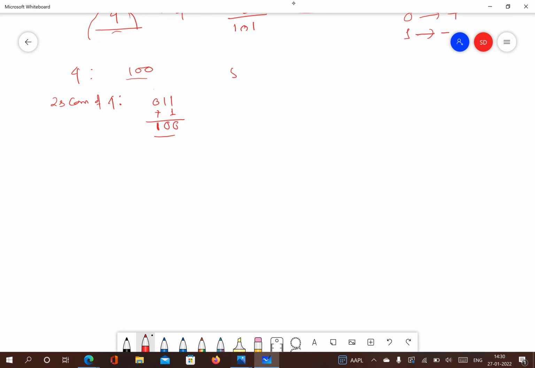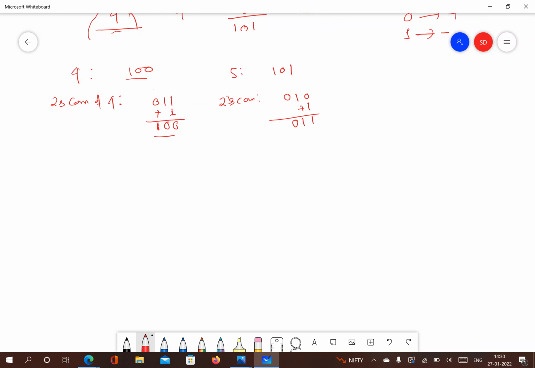Now if we go for 5, it is 101. For the two's complement here, we have to flip all the bits, which gives 0 1 0, and then we add 1. Adding 1 to 010 gives 0 1 1. So this is the two's complement of 5.